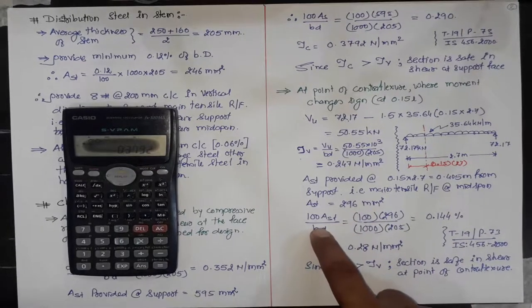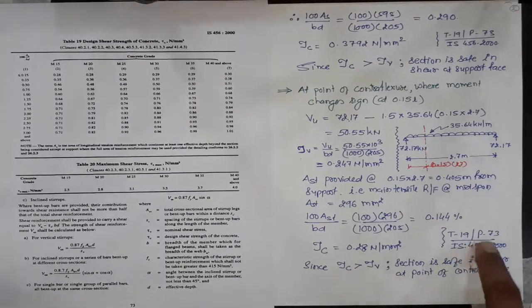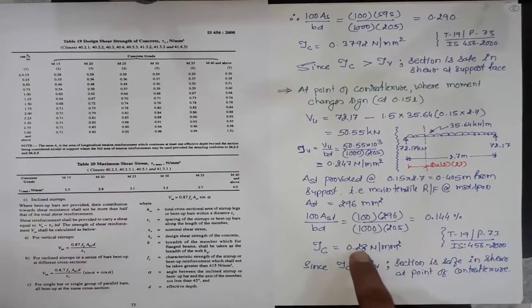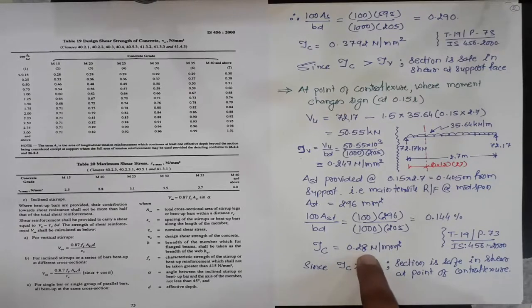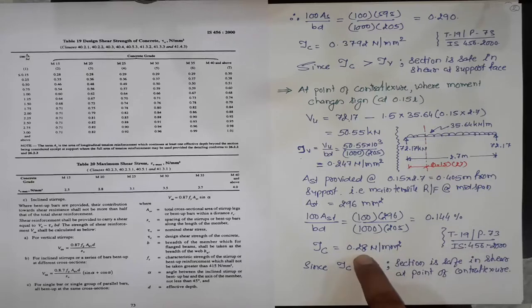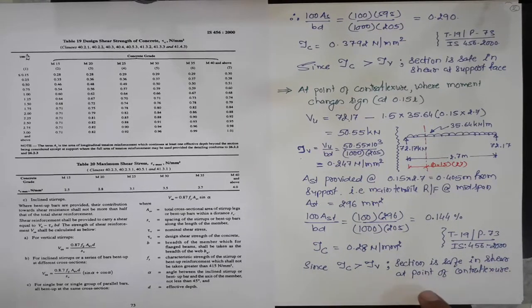Therefore, AST percentage steel will be equals to 0.144. Therefore, corresponding tau c value from table number 19, page number 73 will be equals to 0.28. I hope now you will be able to interpolate using calculator. This is our concrete capacity in shear with this much percentage of reinforcement. Since our shear capacity, that is 0.28, is greater than our demand, that is 0.24, we can say that section is safe in shear at the point of contraflexure.